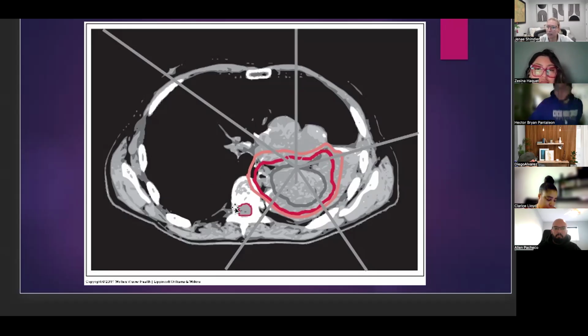On this particular case, if I was lining up, I would really be lining up to spine specifically. And then I'd probably throw on a lung window on my CT and then go to tumor specifically. But it's so close to the spine, I would make sure I wasn't getting too hot to the spine.